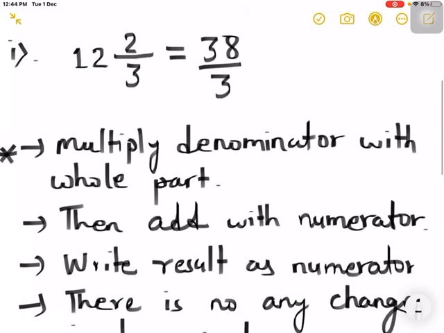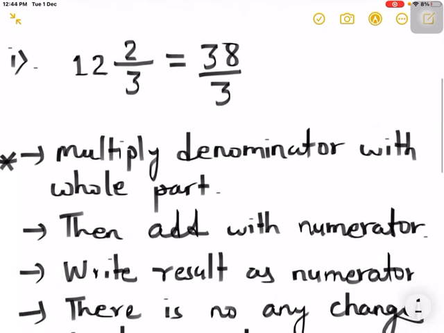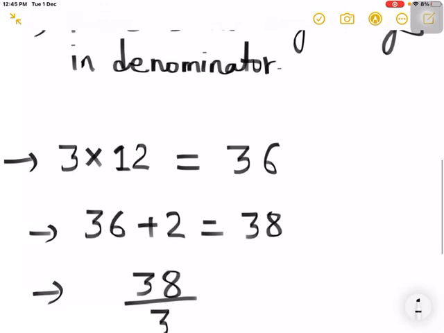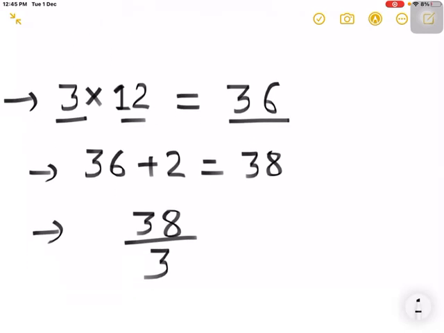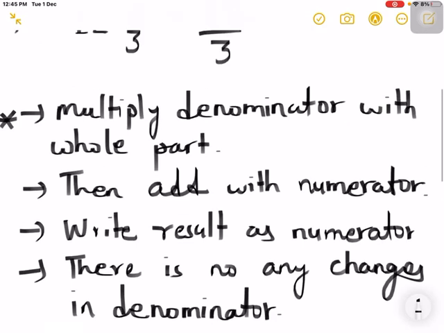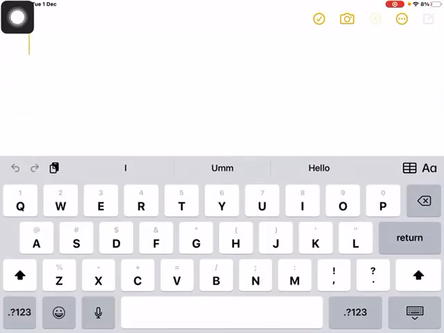See what we did? We followed all the steps. We multiplied the denominator with the whole part and got the product. Then we added this product with the numerator, and wrote this result as the numerator. There is no change in the denominator, and this is our required answer. Understood? So let us do another question.